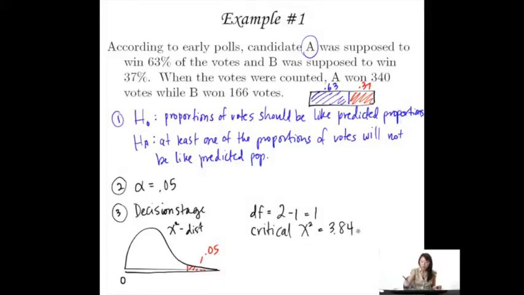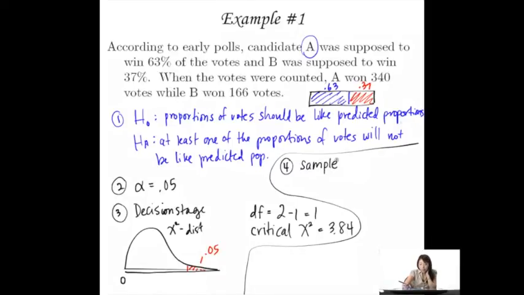And remember, when we talk about our actual sample, here's what we end up having. We have our observed frequencies already. So I'm going to write a column for observed, for candidate A and candidate B. For candidate A, we observed 340 votes. That is our observed frequency. For candidate B, we see 166 votes.